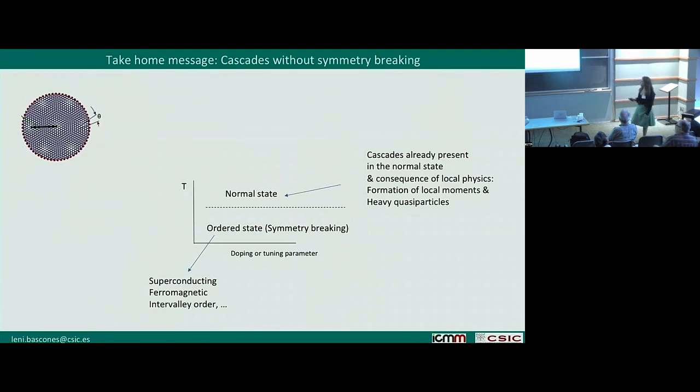So I'm not saying that there is no symmetry breaking in twisted bilayer graphene. Of course, we know that there are states with symmetry breaking, but what we are saying is that these states only happen at low temperatures, of the order of a few millikelvin, and they happen in this already distorted state of the cascade. So they are going to inherit a lot of the spectrum.